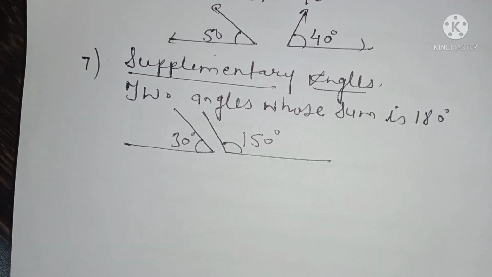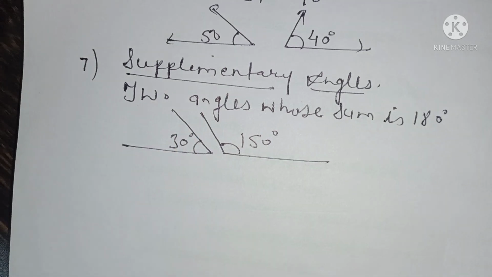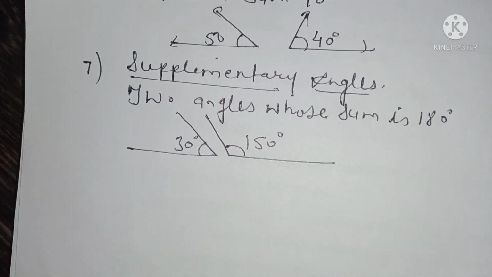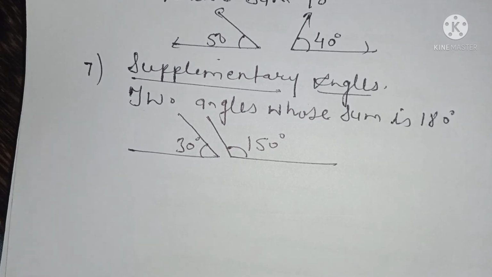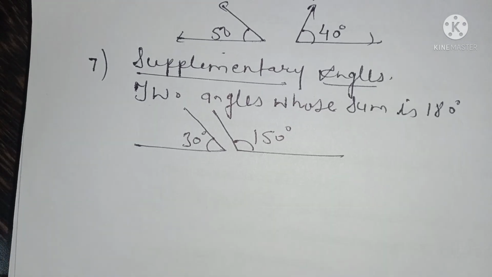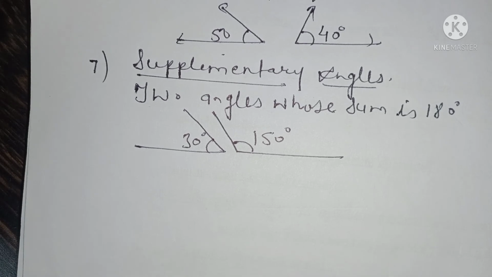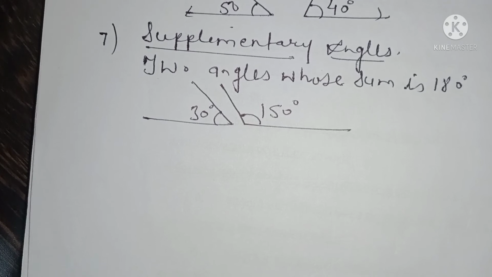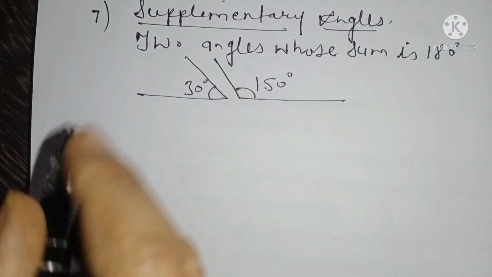So what is the difference between the straight angle and the supplementary angle? A straight angle is also 180 degrees, and a supplementary angle is one whose measure is also 180 degrees. A straight angle is a single straight line, a single angle like a right angle, whereas in a supplementary angle we have a pair of angles. So this is the basic difference between a supplementary angle and a straight angle.